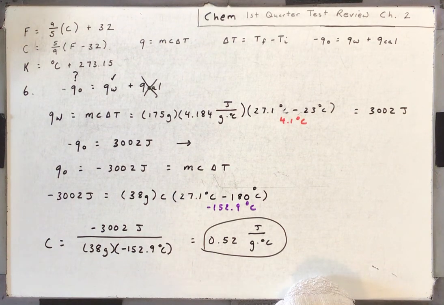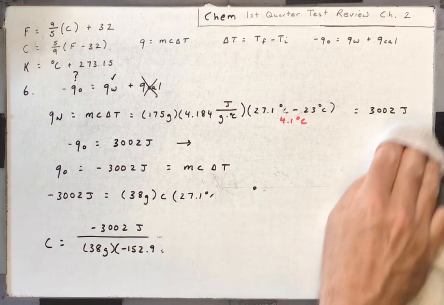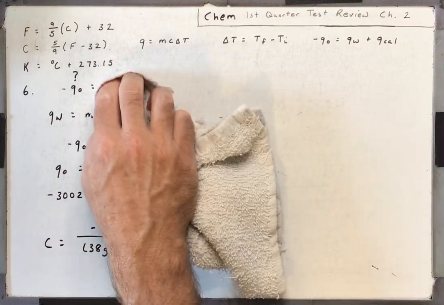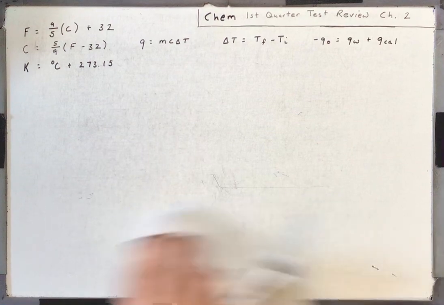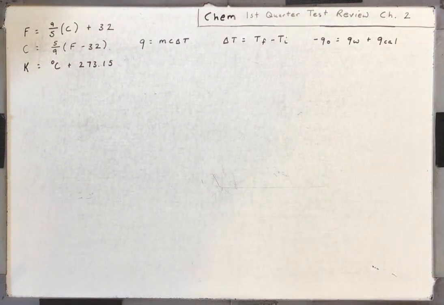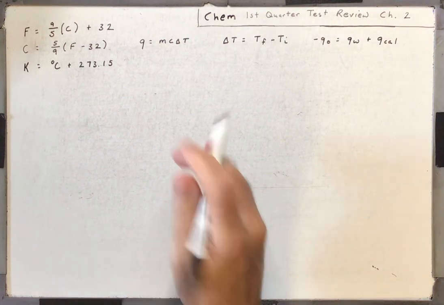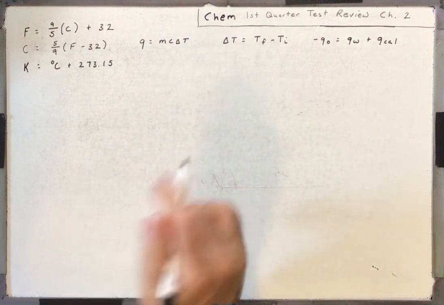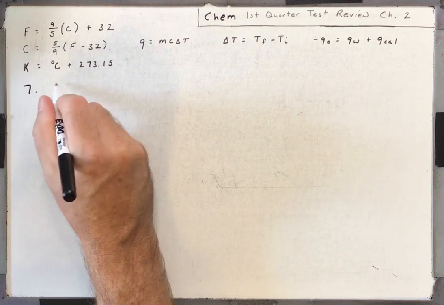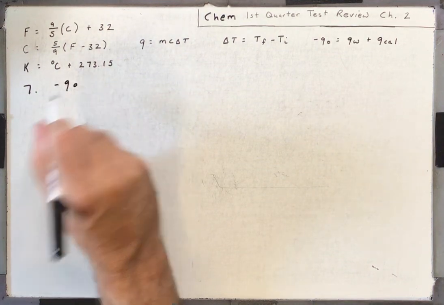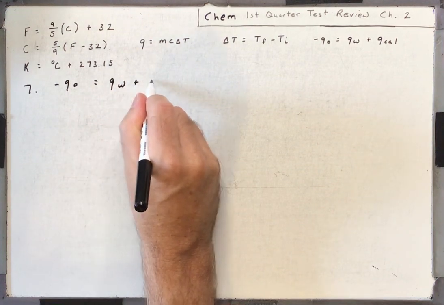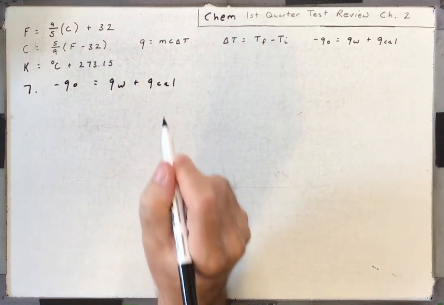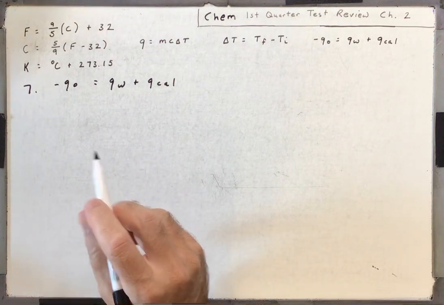Calorimeter problem. Okay, let's do one more and then we will have finished our Chapter 2 video. I'll do Chapter 3 and 4 all in one video because those are going to be shorter problems, and these calorimeter problems are a little on the long side. Okay, number 7. We have minus Q of the object is equal to Q of the water plus Q of the calorimeter, and this time I don't get to ignore the calorimeter.